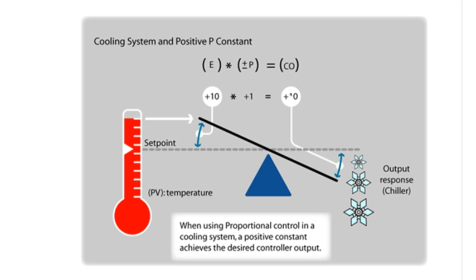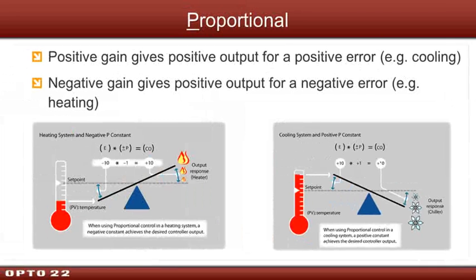So that's the easiest way I found to remember it: a positive gain gives a positive output for a positive error. My error here is positive. I'm over my set point. I'm too hot. I need a positive output here to turn up my cooling. And negative gain, when I'm below my set point here, I want a positive output to turn up my heating, and so we would use a negative gain on that.